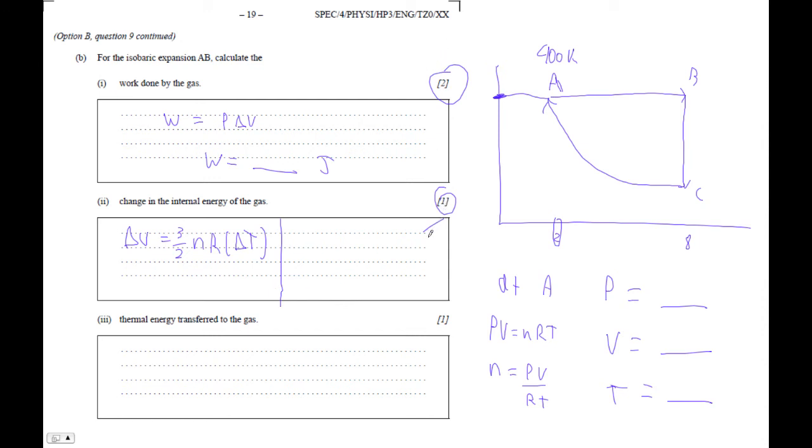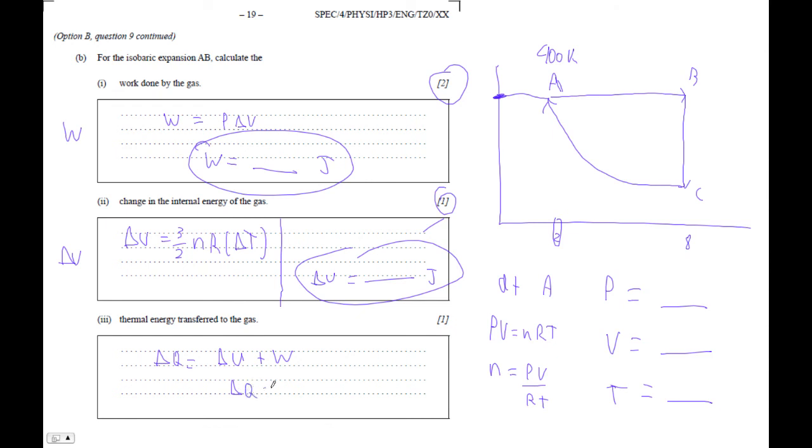All right, thermal energy transferred to the gas. Well, you just figured out change in U, and you just figured out the work done by the gas, and so the heat is, remember, this formula: delta Q is equal to delta U plus work. So are you going to add this answer to delta U? Are you going to add these two answers together? Just add them.